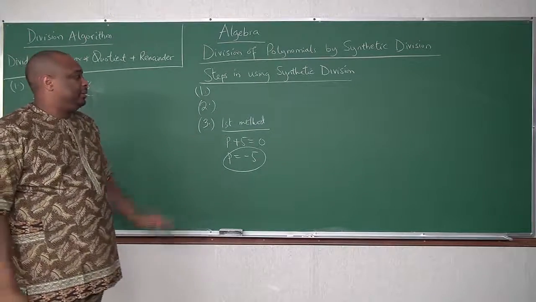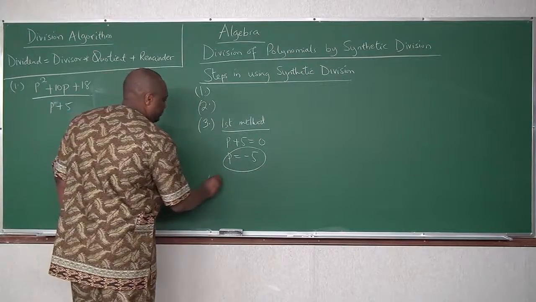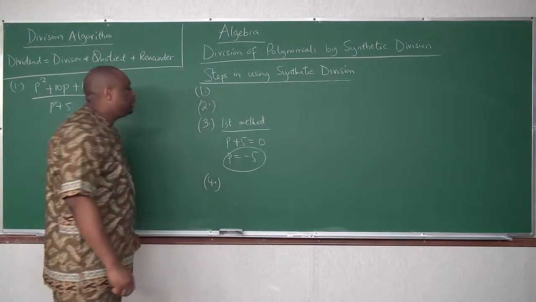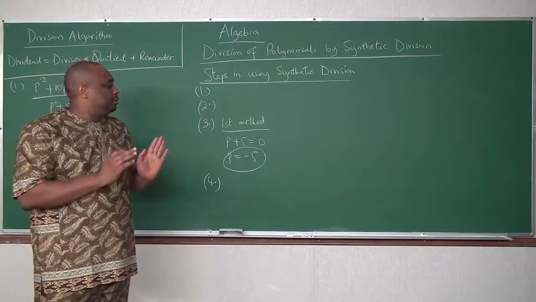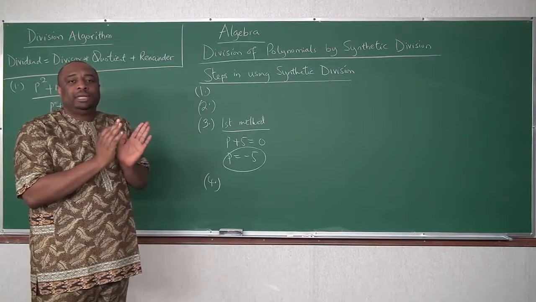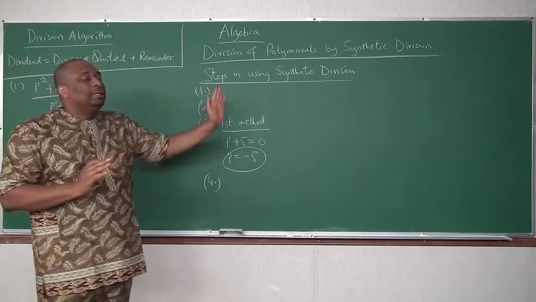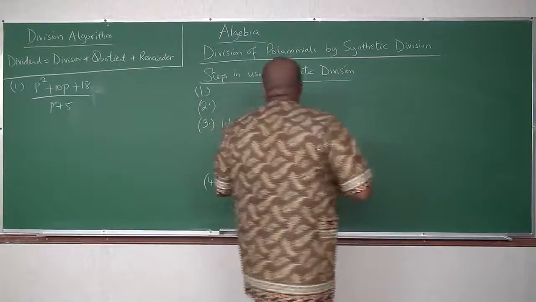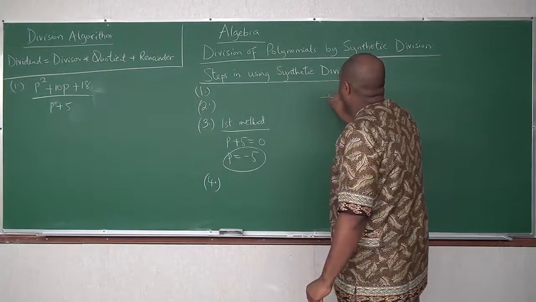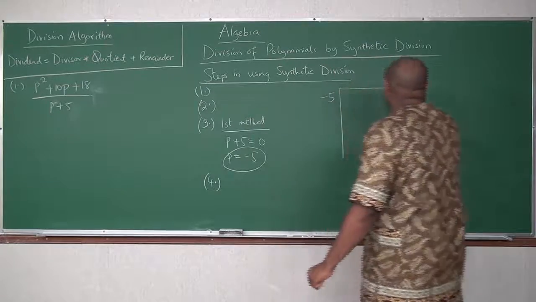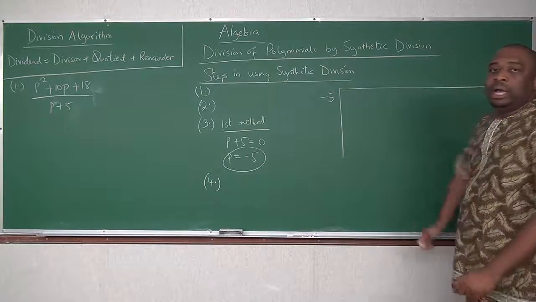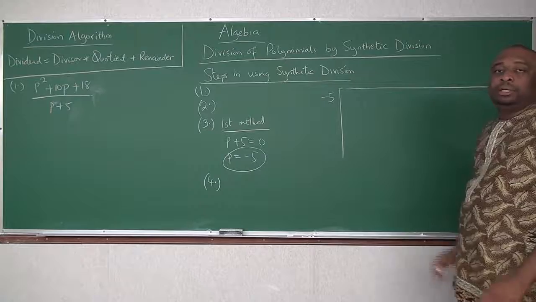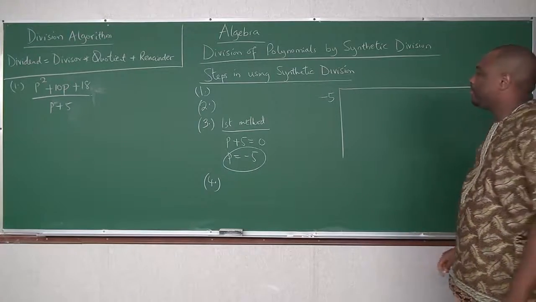Step 4: perform the synthetic division process as follows. We write this negative 5 here first. We draw this just to represent division.